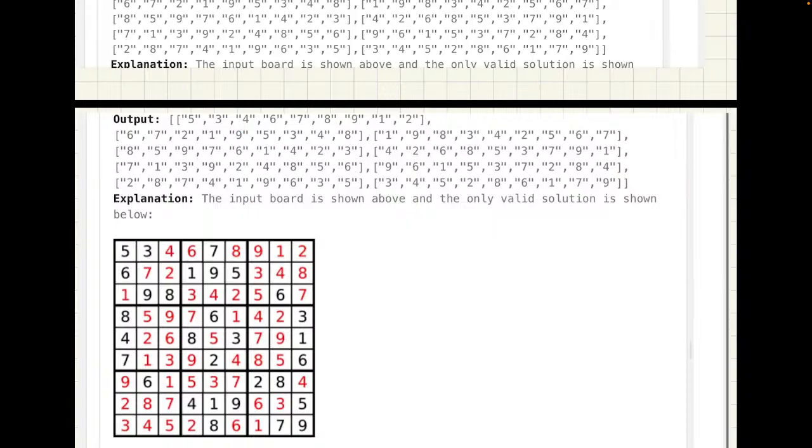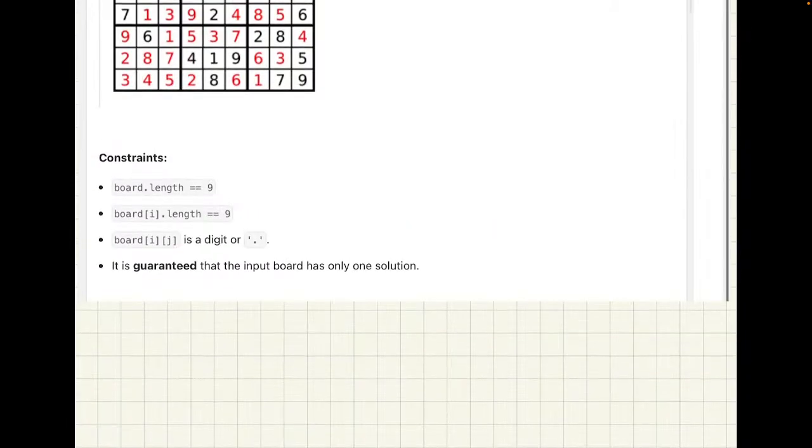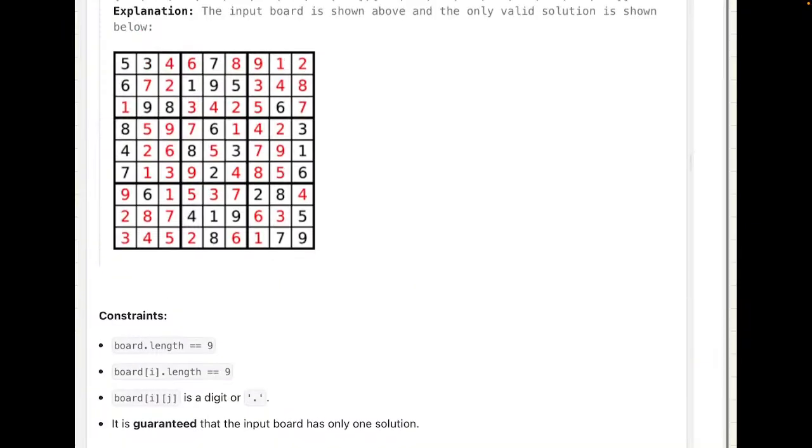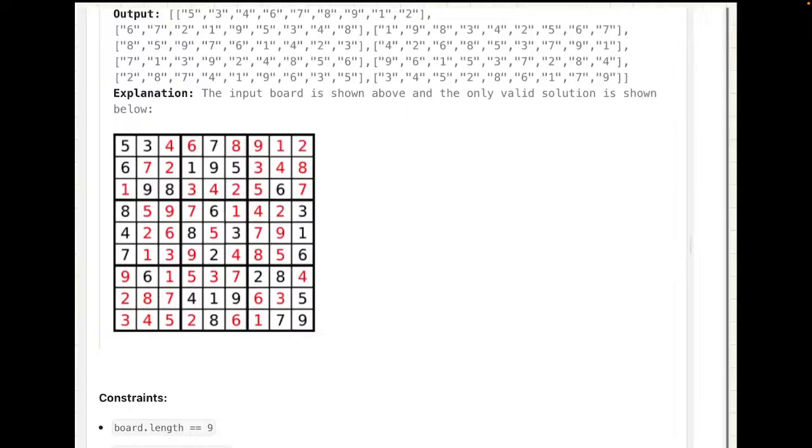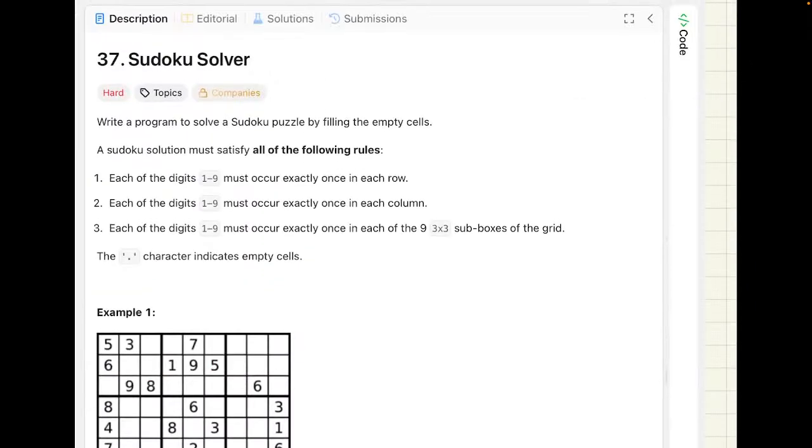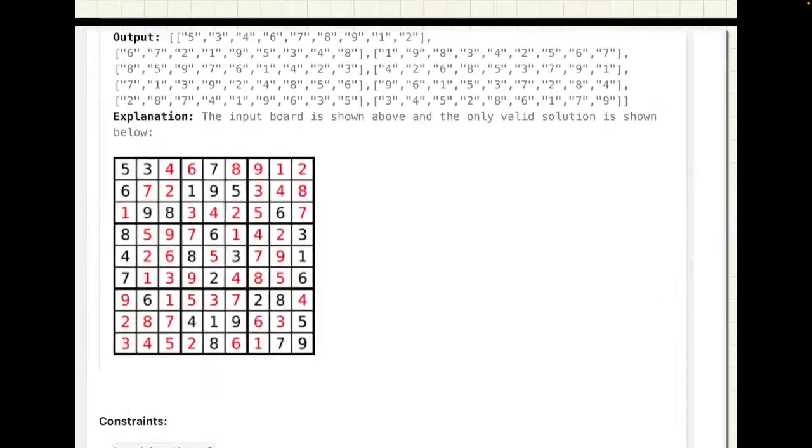Now let's go ahead with the next constraint, which says it is guaranteed that the input board has only one solution. So this is, I think, related to the Sudoku itself, because for each Sudoku, I don't think there could be multiple solutions. I have never played Sudoku, to be honest. So if you are like me, you can have a +1 in the chat.